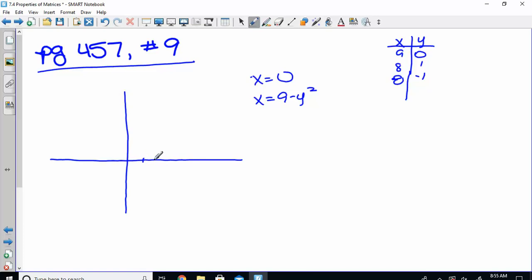So let's start plotting that. So 9, 0, 8, 1, 8, negative 1. If you put in a 3, you would get 0, and negative 3 gives you 0. So we have this shape, and I don't really need to extend it beyond that because we're bounded by x equals 0, so we're bounded by the y-axis.